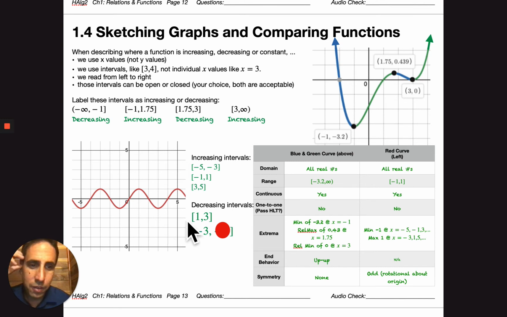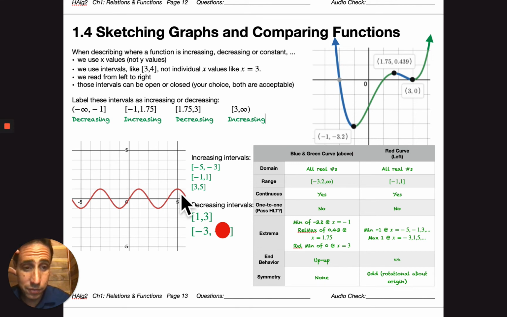What is the minimum value? The minimum value is -1. That's as low as it goes. And where does it happen? Well, it occurs multiple times. It happens at -5 and -1 and +3, and you keep going, +7, +11. It's an infinite list of minimum locations. What about the maximum? Yes, it has a maximum value of 1, and it occurs many, many times: -3, +1, +5.